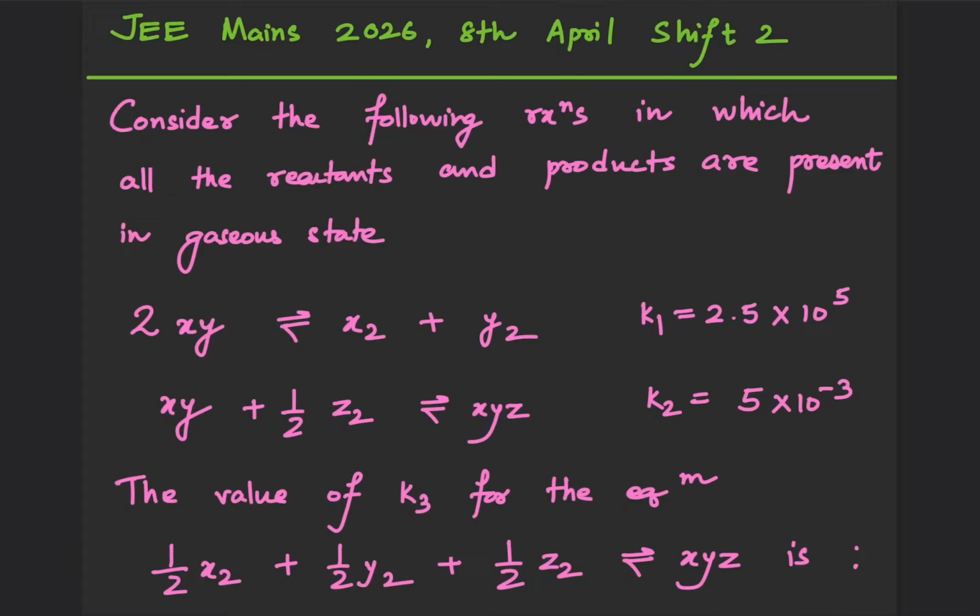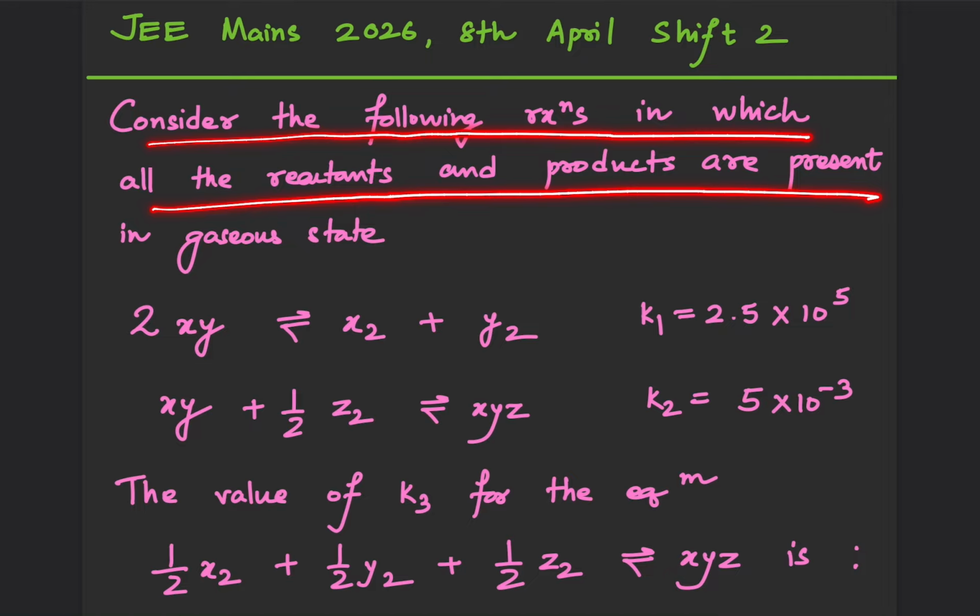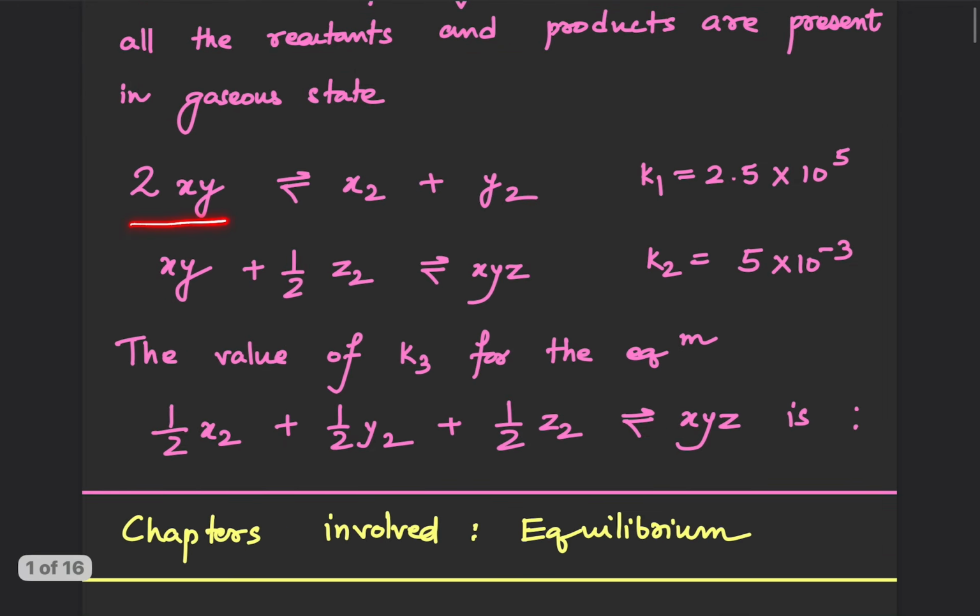Hello everyone. So this is a question from JEE Mains 2026 8th April Shift 2. Consider the following reactions in which all the reactants and products are present in the gaseous state. So we have a reaction 2XY forming X2 plus Y2, a reversible reaction. The equilibrium constant is given.